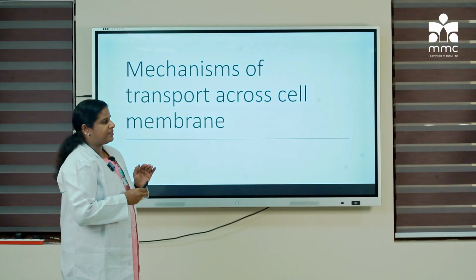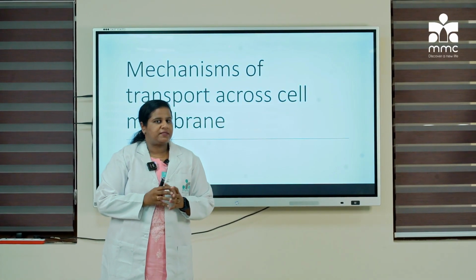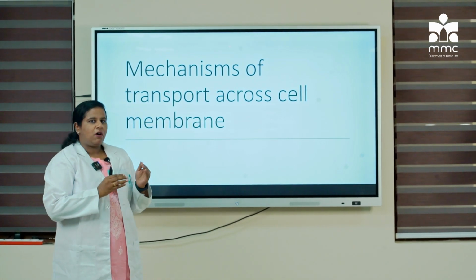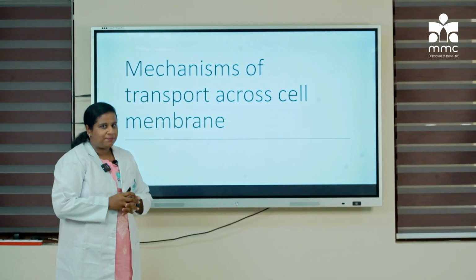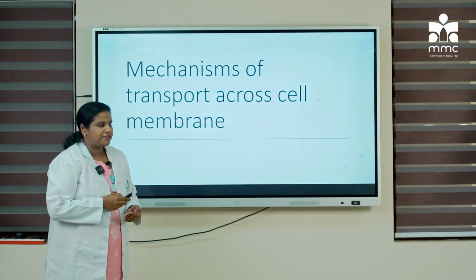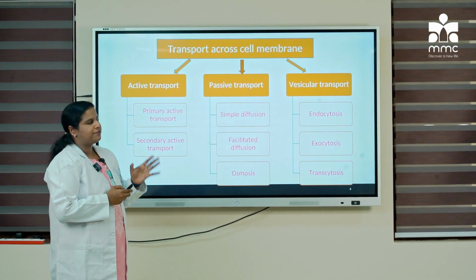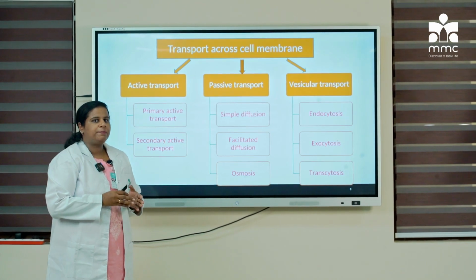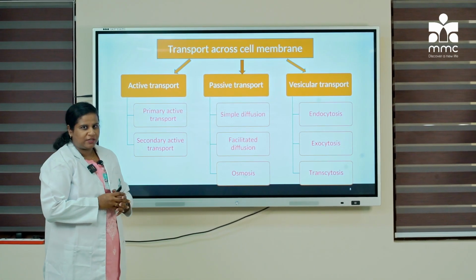For any cellular mechanism to take place, the cell should have the ability of transport across its membrane. So the transport across the cell membrane occurs by various mechanisms. The mechanisms can be classified as active transport, passive transport and vesicular transport.